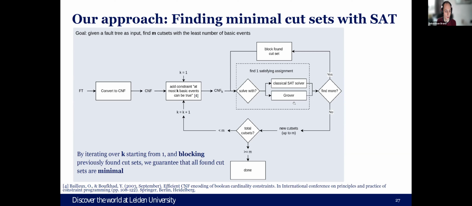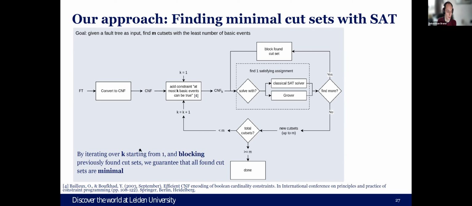And if we are interested in finding more cut sets, we can block the cut set we have found. So this basically updates the CNF formula in a way that the cut set which is already found will not be found again. And this loop is repeated until either enough cut sets have been found or there are no satisfying assignments left. And if there are no satisfying assignments left, but we still want to find more cut sets, then we increase k and then repeat this loop again.